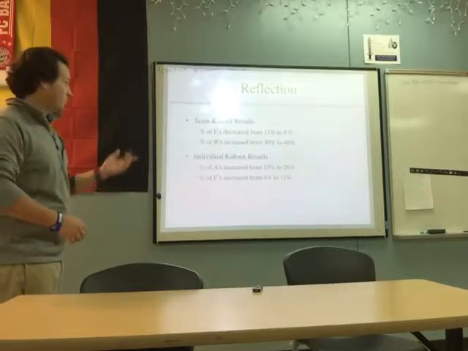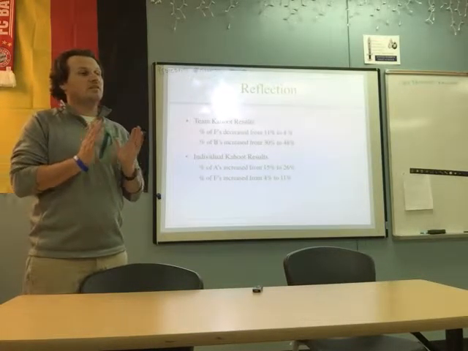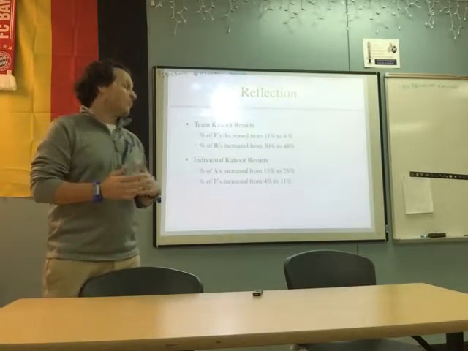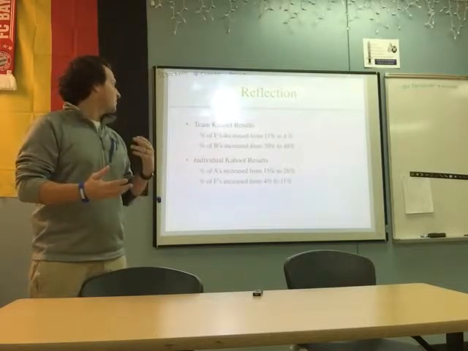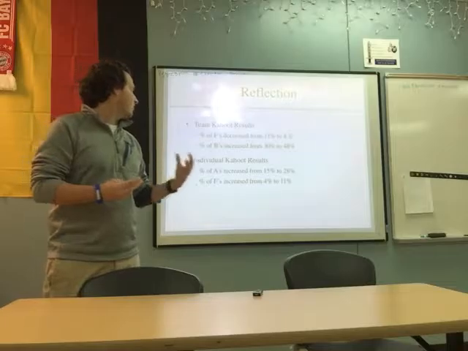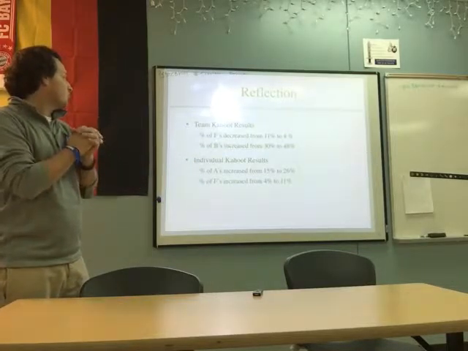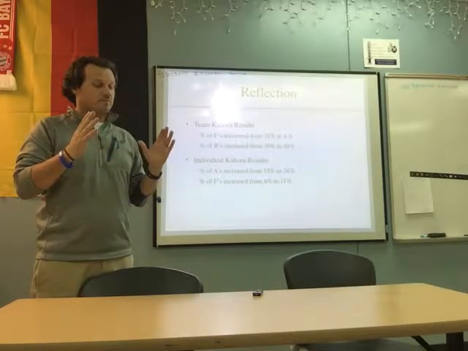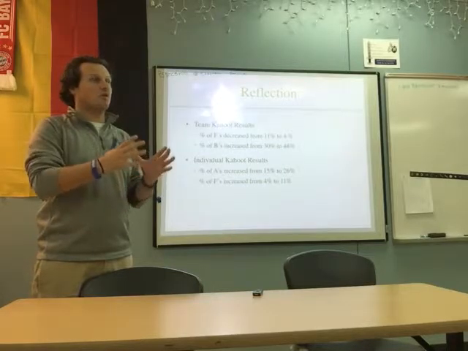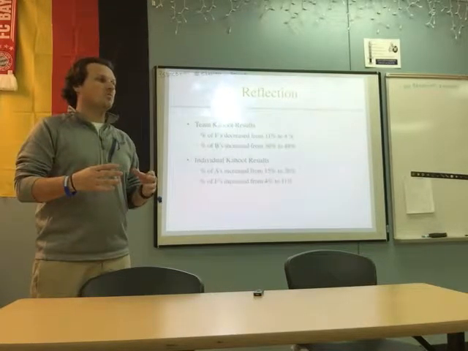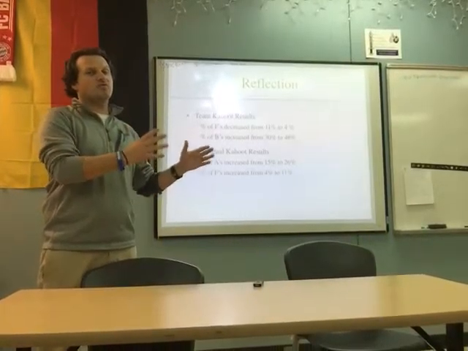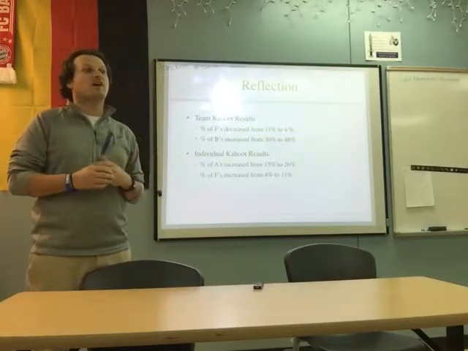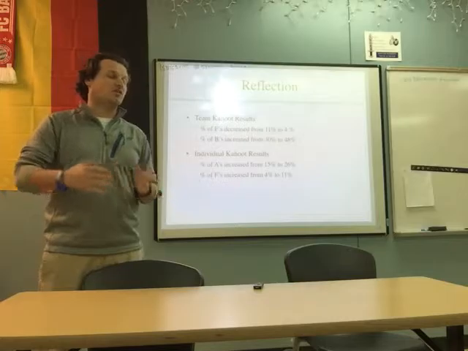All right, so here's the reflection I have for this. With the team Kahoot, the results of the test, the F's decreased from 11% to 4%, and the B's increased from 30% to 48%. So I thought that there were positives from both the team Kahoot as well as the individual Kahoot. With the individual Kahoot, the A's increased from 15% to 26%. I thought that was a huge gap, that the individual Kahoot brought those people that were at B's up to A's. With the team Kahoot, I felt like it was more people going from F to passing instead. With the individual Kahoot results, since there was no peer tutoring going on, there was no scaffolding, the amount of F's increased back up to 11%.